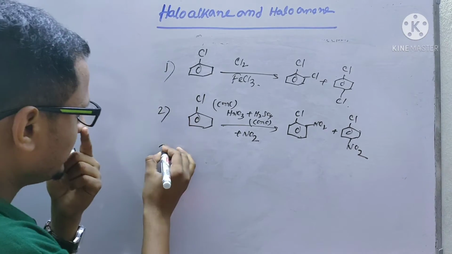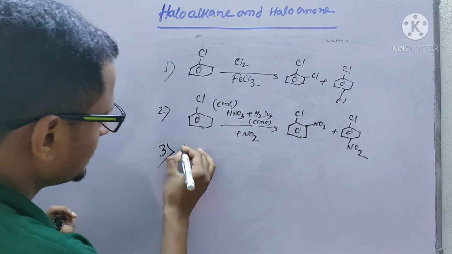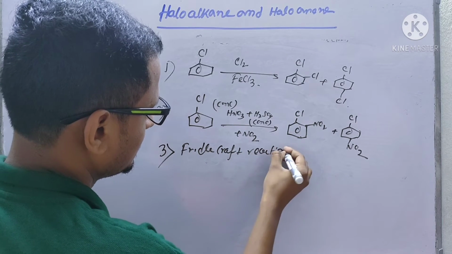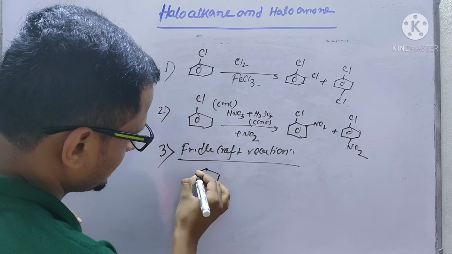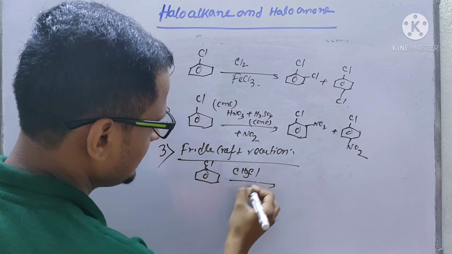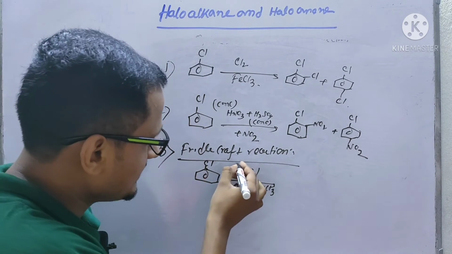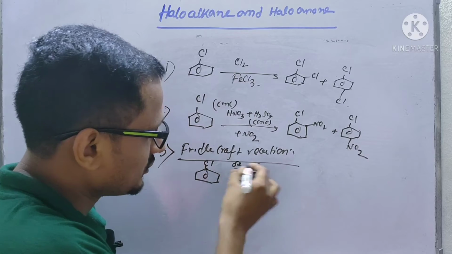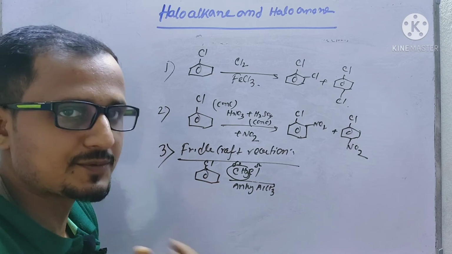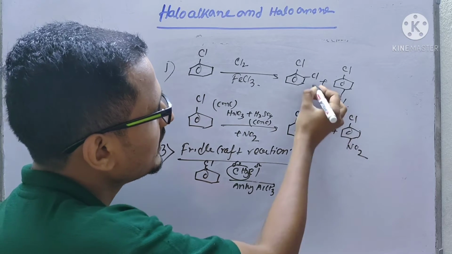Now we can do the Friedel-Crafts reaction also here. Friedel-Crafts reaction is also possible here. Say you have this chlorobenzene and you are reacting with CH3Cl and anhydrous AlCl3. Now you know that this CH3 is delta plus and this chlorine is delta minus. So here this CH3 is acting as an electrophile, so it can easily substitute the ortho and para hydrogen of this benzene ring. Same case as NO2 and chlorobenzene.